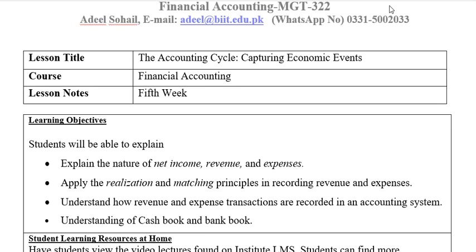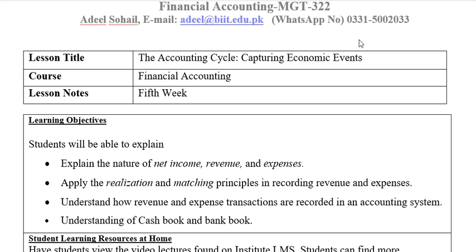Now week five is going to start, and the lesson notes are shared with you. The lesson title is, again, Chapter 3, Capturing the Economic Events. Half of the portion we did in week 4, and in the remaining portion we will learn about income statement transactions and income statement accounts. Detail of income statement accounts we will cover this week.